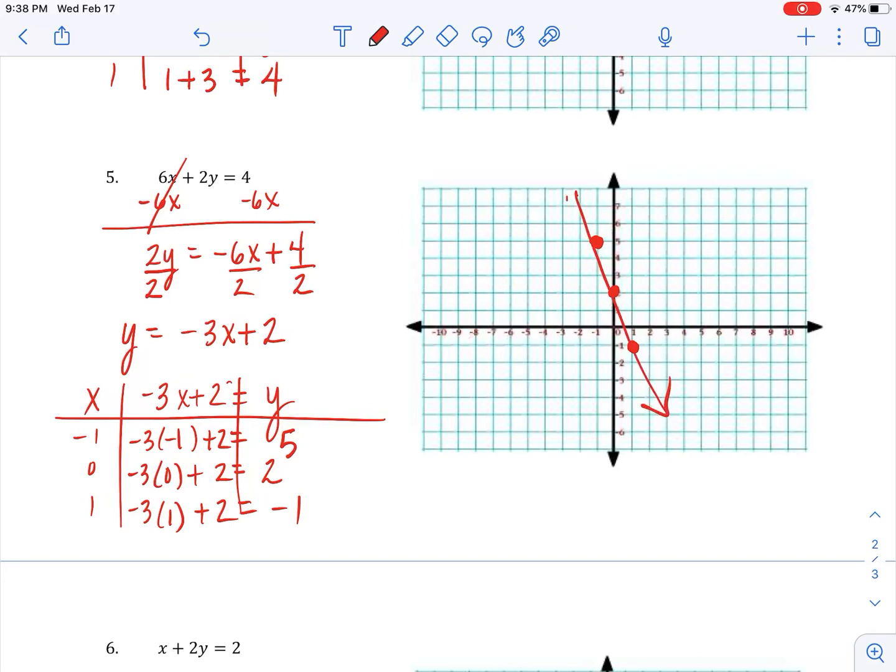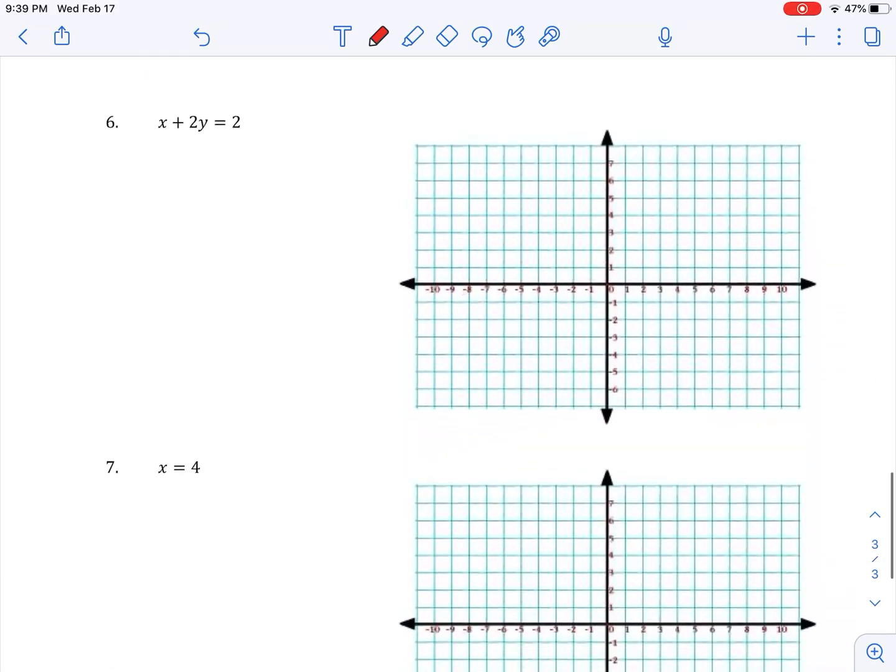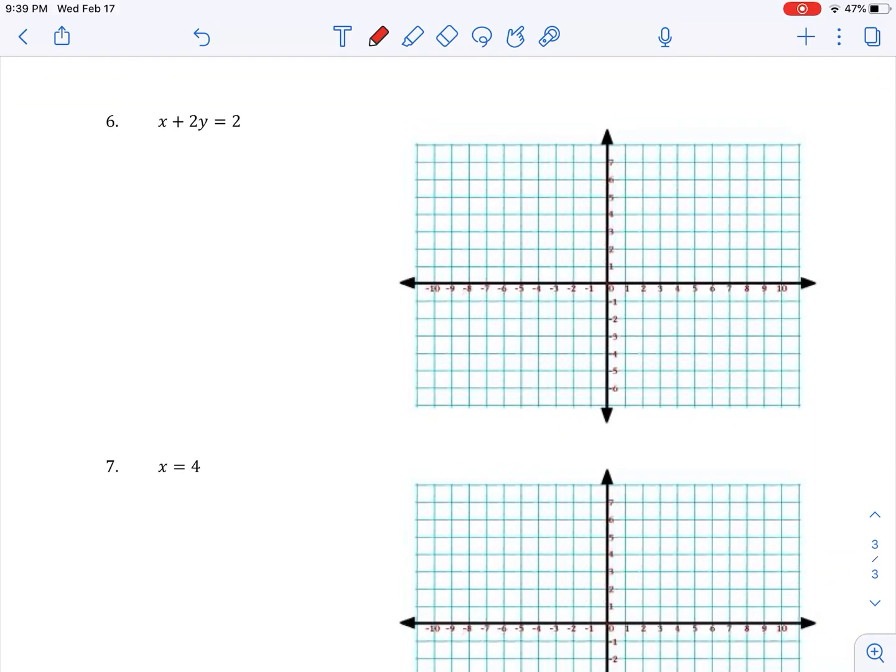All right, so hopefully by now you're going, oh my goodness, I get it. But I have to show you a couple more because there's a few things that haven't happened yet. So the last 3 will be special. So in number 6, let's isolate our y by subtracting x. And we'll get 2y equals -x plus 2. Then we have to divide by 2. We're dividing everything on the other side by 2.